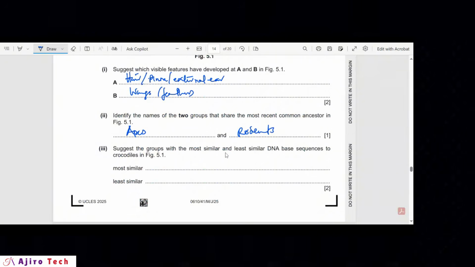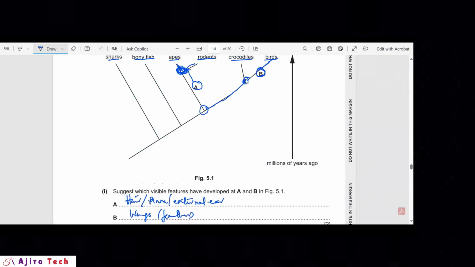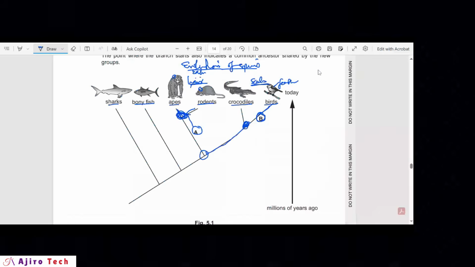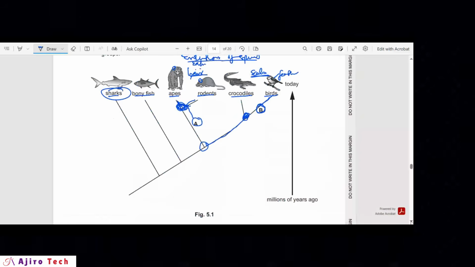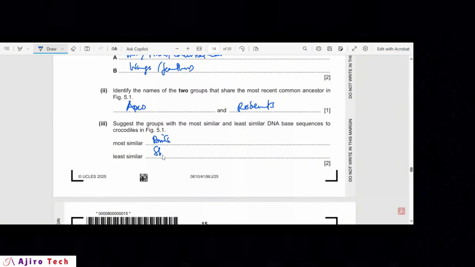So there's a group with the most similar and least similar DNA-based sequences to crocodile. Of course, most similar will be birds, right? Because both of them evolved from a common ancestor. The least similar will be shark. They are very far from each other. That will be the least similar. So, birds and sharks.